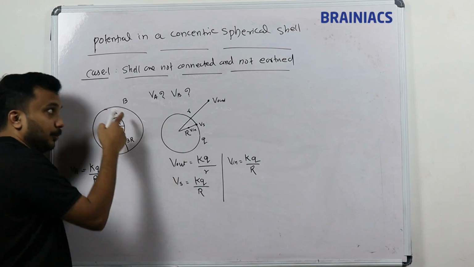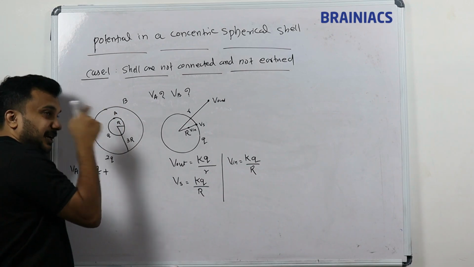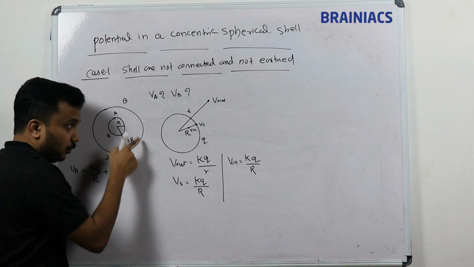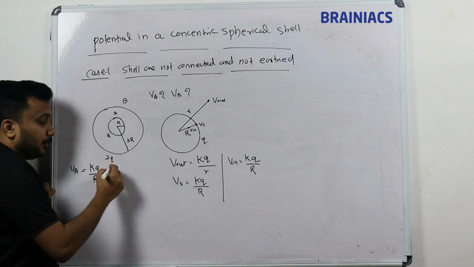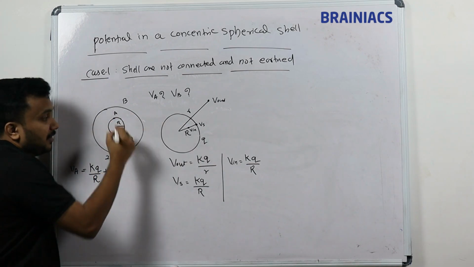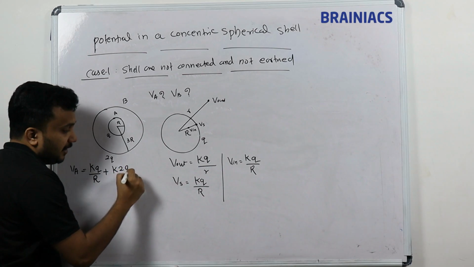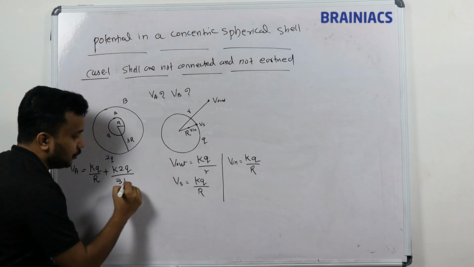So with respect to B, it is an inside point. With respect to B, it's an inside point. So what is the potential at A due to B? Because of B, it's an inside point. So what is the charge? K into 2Q divided by, inside means the potential is the same as at its surface, so 3R.